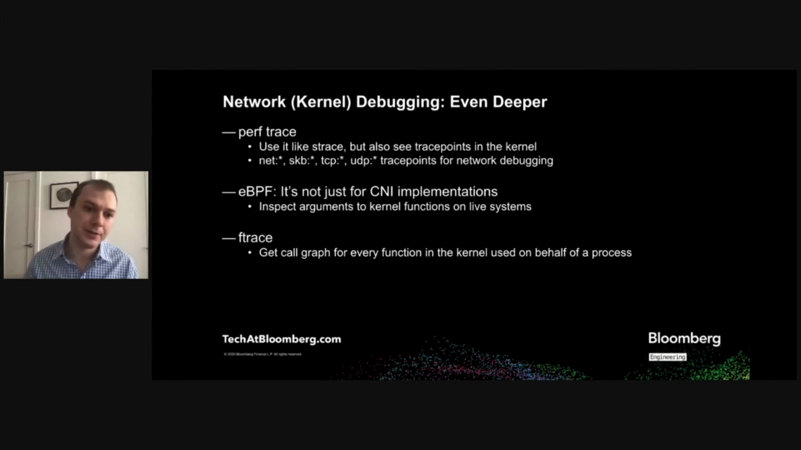And using that, I can start using ebpf. So ebpf is really hot, really cool right now for CNI implementations, but you can also use it to inspect functions or inspect arguments to kernel functions on basically stock systems. You can look at return values of these functions. And so once you have a place to dig in using perftrace, ebpf can give you a little bit more insight. The last tool I'll mention is ftrace.